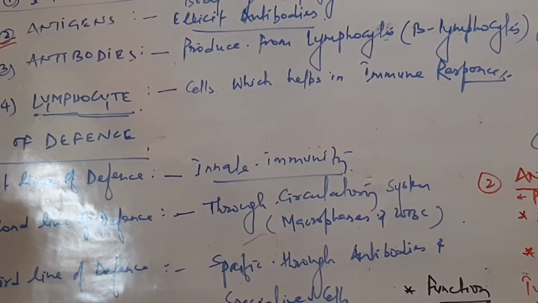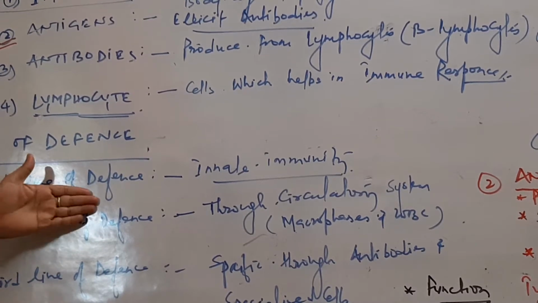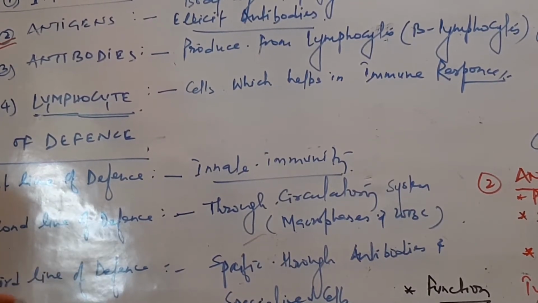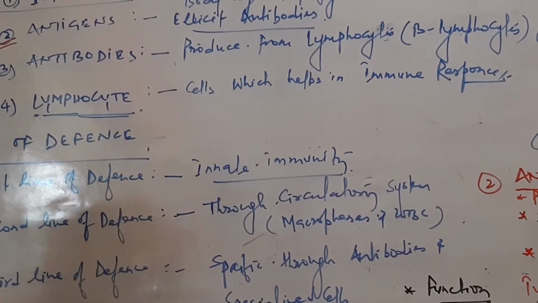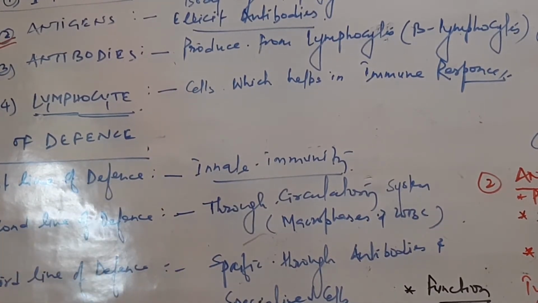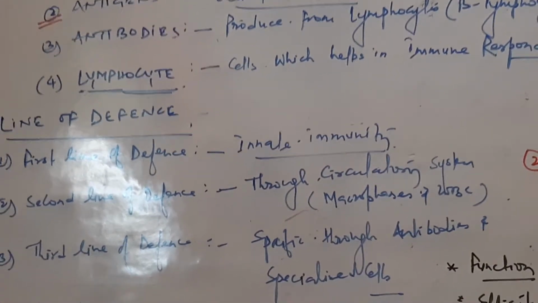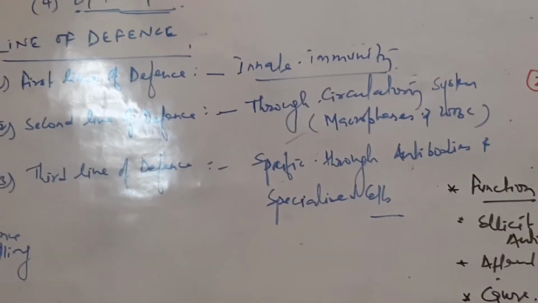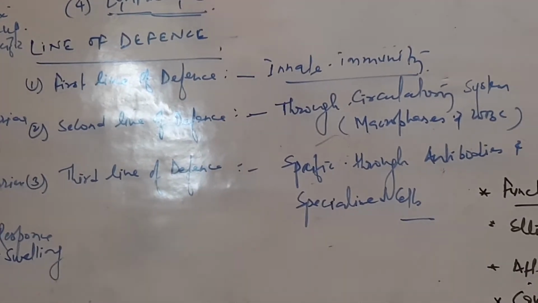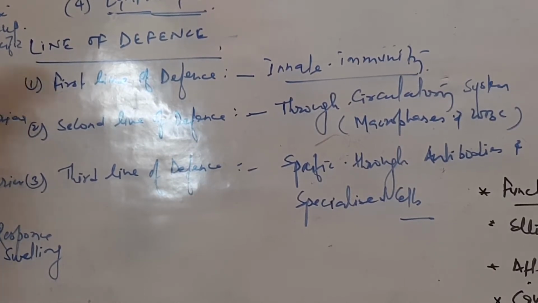Now we come to the lines of defense. There are three main lines of defense: first line of defense, second line of defense, and third line of defense. The first line of defense is innate immunity. Innate immunity means immunity developed by birth, which comes from the parents. It occurs due to genetic makeup. It may be non-specific and specific. So this is the first line of defense.